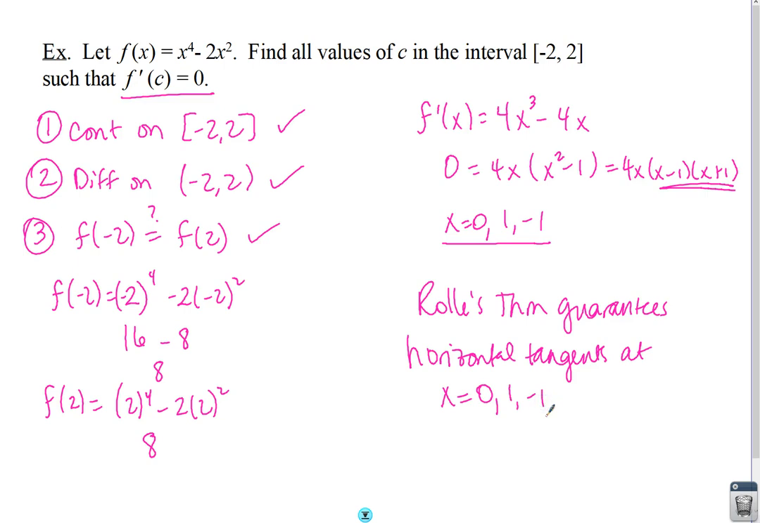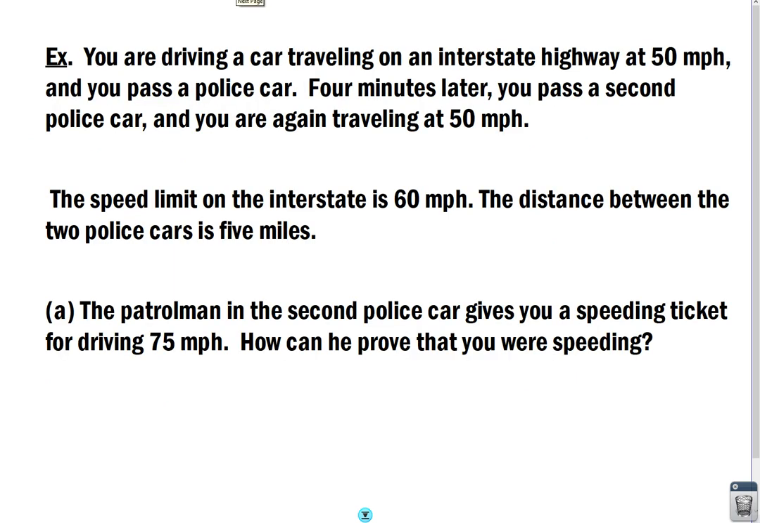All right, hopefully that makes sense. Now let's talk real world situation here. You are driving a car traveling on an interstate highway at 50 miles per hour, and you pass a police car. Hope you weren't speeding. 4 minutes later, you pass a second police car, and you are again traveling 50 miles per hour. The speed limit on the interstate is 60 miles per hour. Oh, so you're safe.